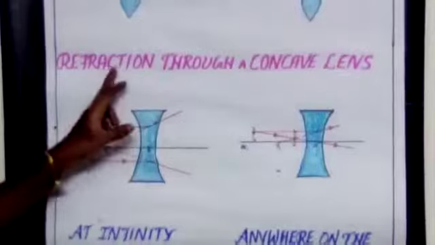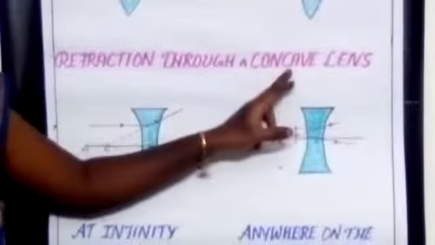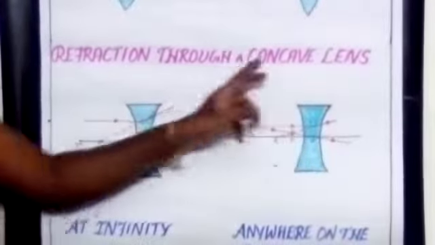Next, we are going to learn the refraction through a concave lens. How the image is formed in a concave lens. Here there are only two cases. The first one, if the object is at infinity, where can we get the image? You all know that the concave lens is a diverging lens.